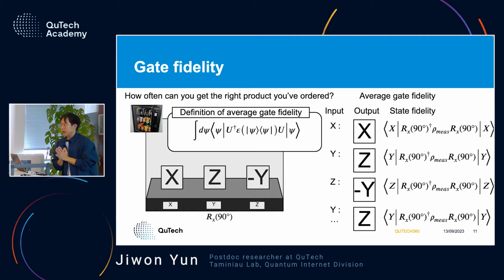So now, if we have a gate and we get the process matrix, we know the map that describes how our gate will work. And if we know the average gate fidelity, we have a number to describe how reliable this gate is.